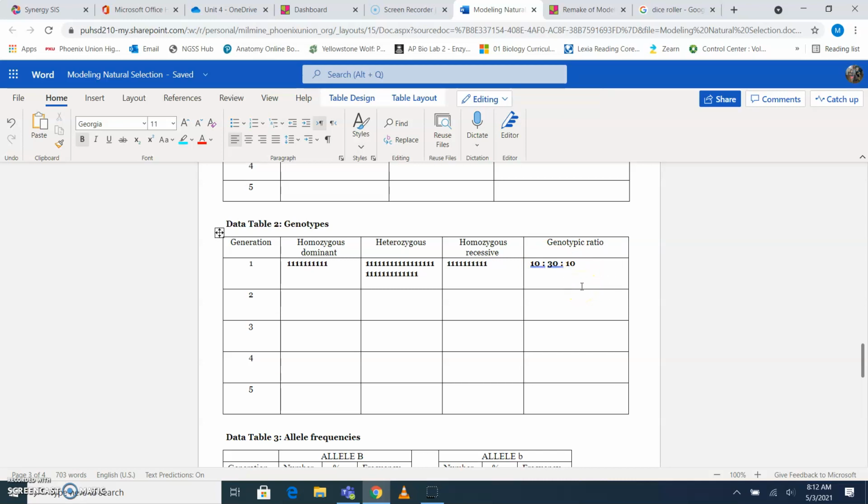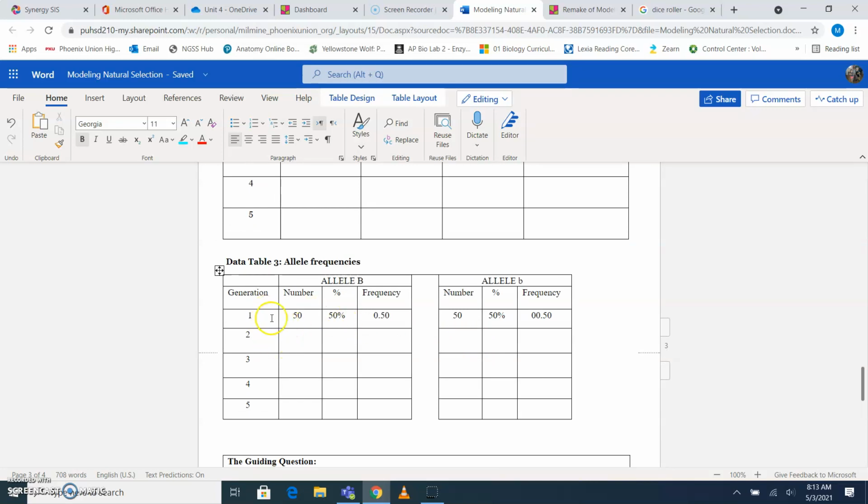So 10 divided by 10 is 1. 30 divided by 10 is 3. And 10 divided by 10 is 1. So what this tells me is for every 1 homozygous dominant brown mouse I was getting 3 heterozygous brown mice and 1 white mouse. So I have my genotypic ratios completed.